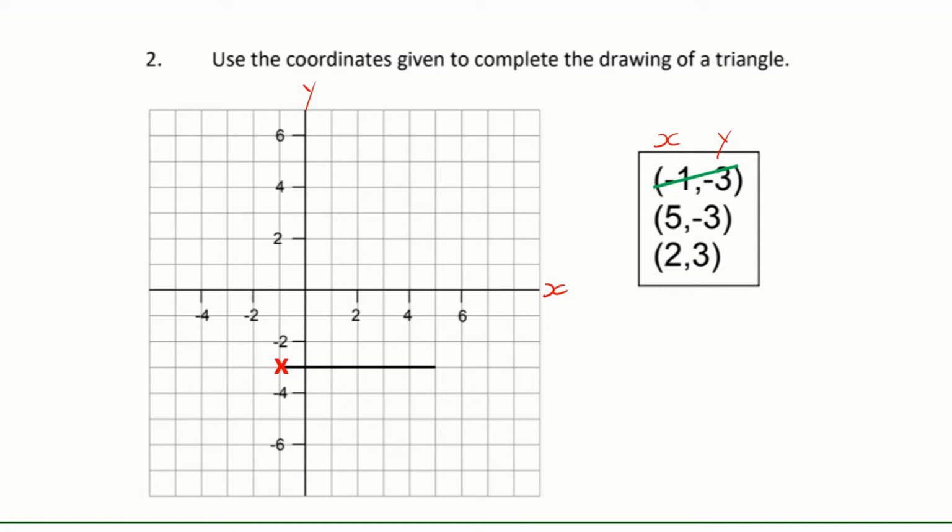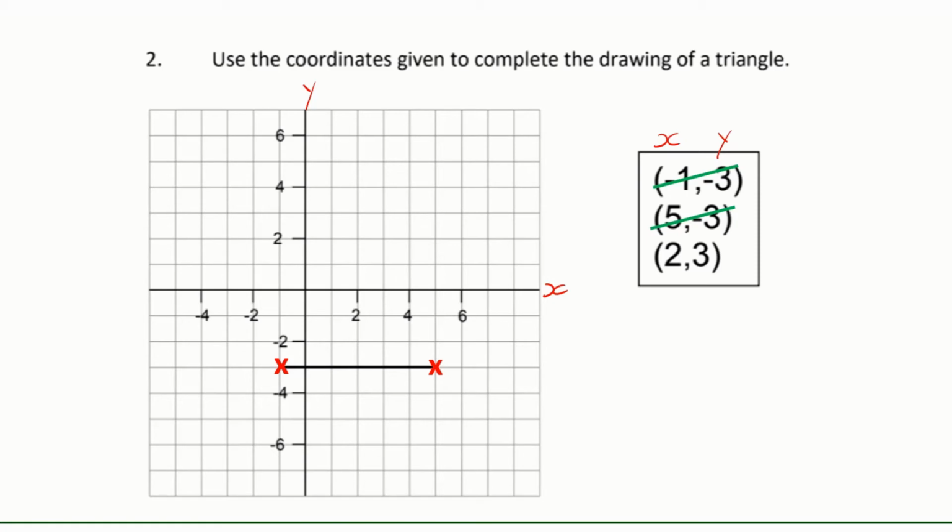Then I'm going to go to 5, -3. So 5, that's a positive 5 on my x-axis: 1, 2, 3, 4, 5. And then it says -3, so that means I have to go down 3 from 5: 1, 2, 3. That's where I plot that point. Cross it off, so I know I've done it.